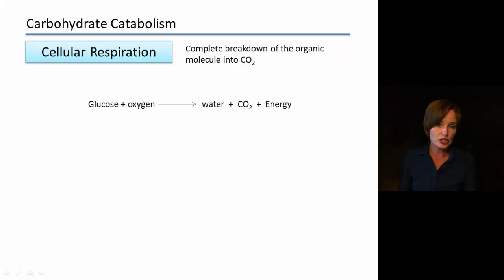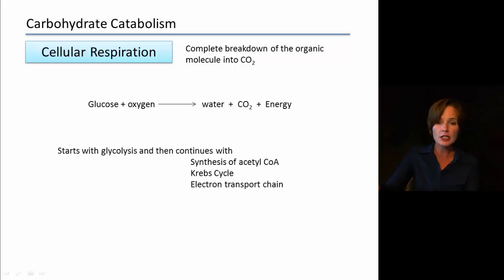This is the overall equation of cellular respiration. We start with the glucose. We're going to have to use oxygen from the atmosphere, and then we will ultimately be producing water, carbon dioxide, and the part that we're interested in, which is the energy. Once that energy is released, we can take that energy and do things like make ATP with it.